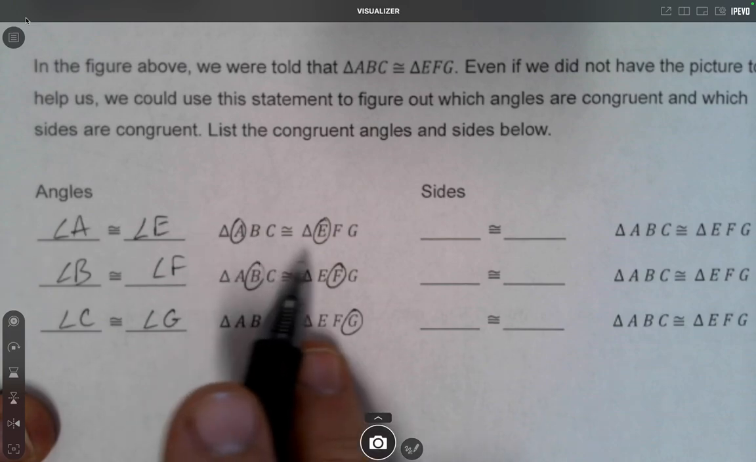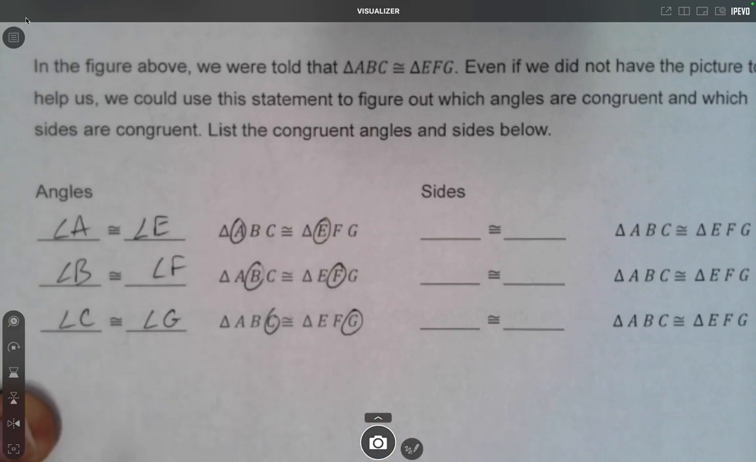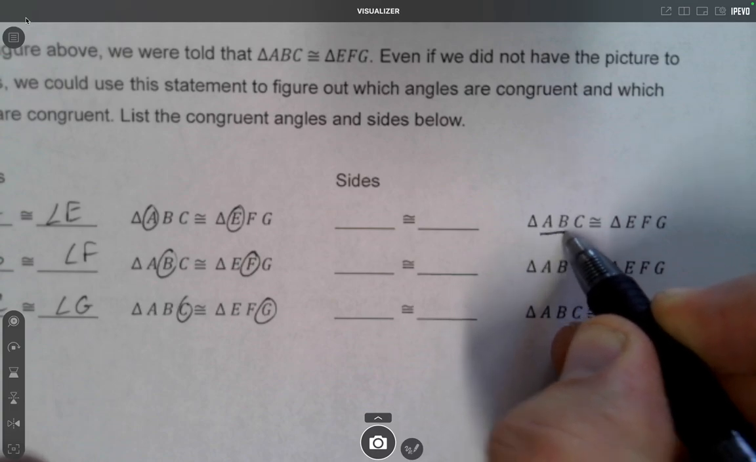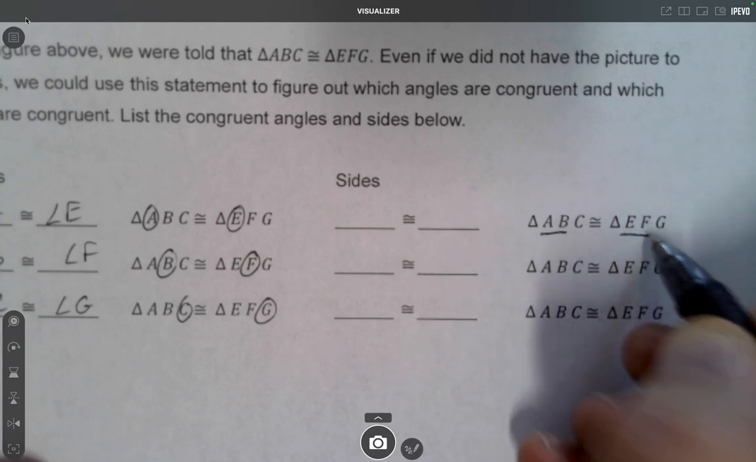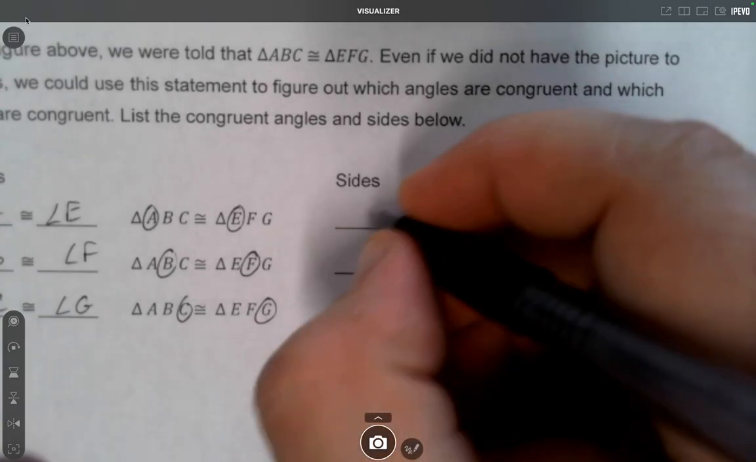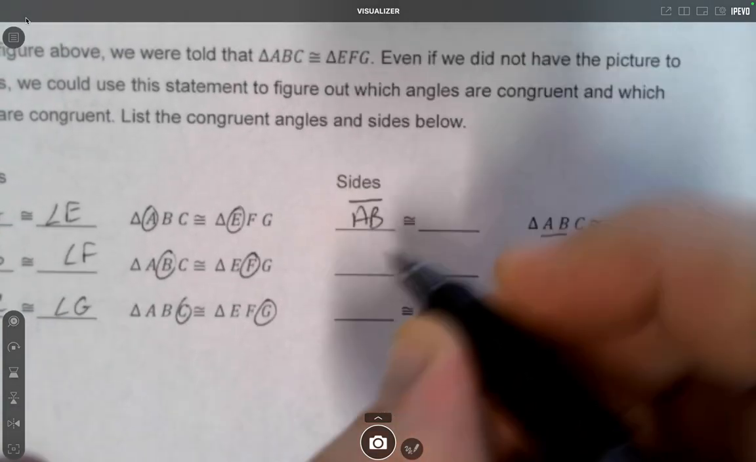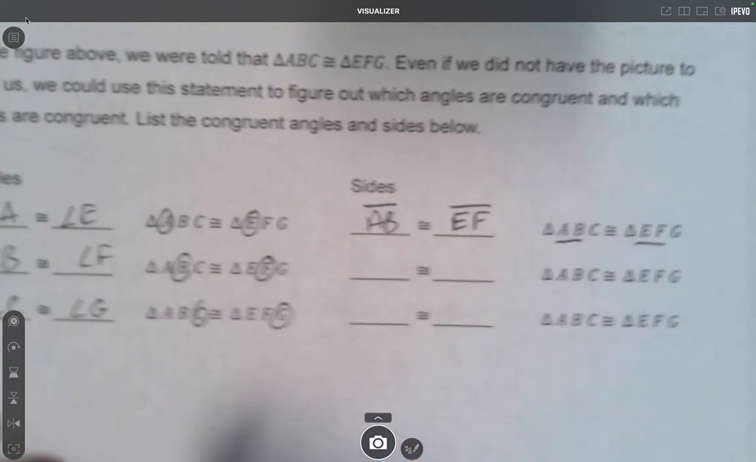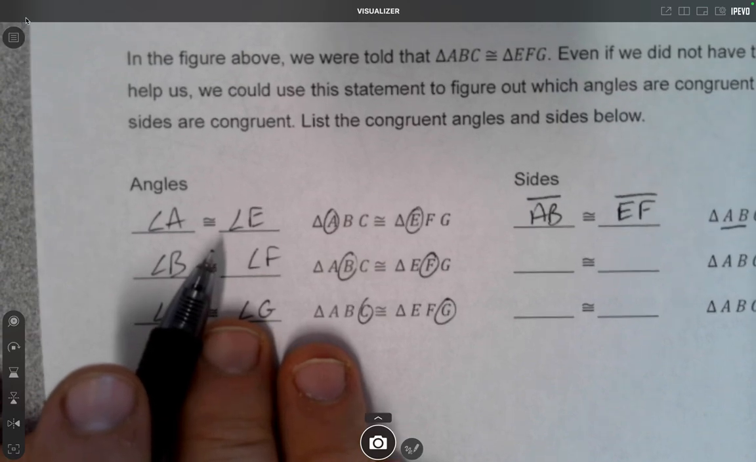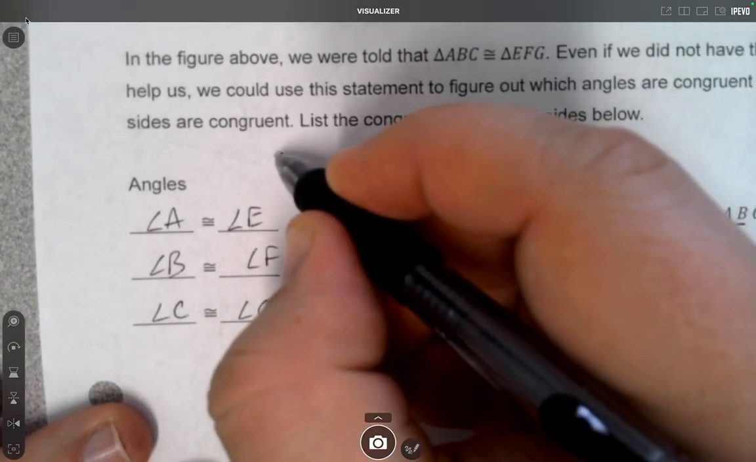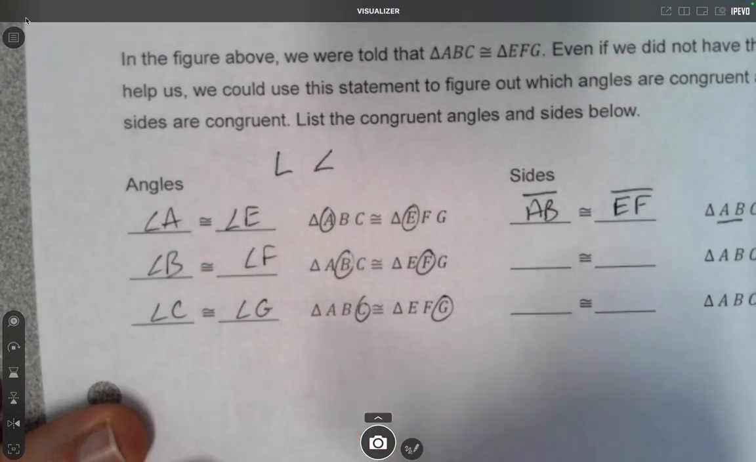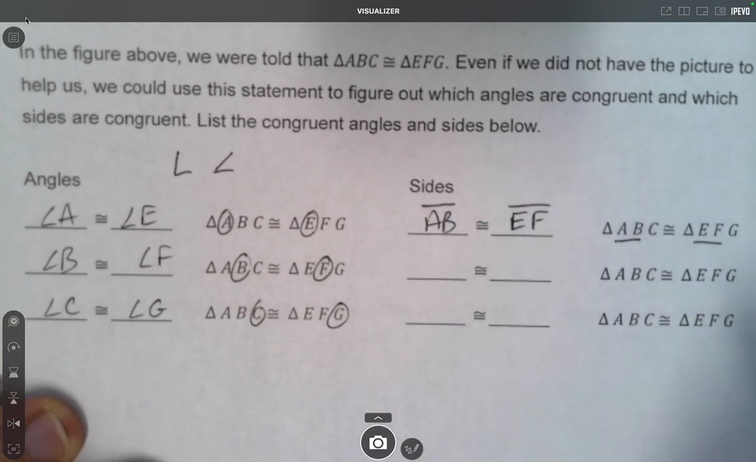So that's how, even just by looking at the way they named them when they stated that they're congruent, you could figure out which angles go with which. You can do the same thing with the sides. The first two letters in this one, AB, and the first two letters in this one, EF, those are congruent sides. AB, we put this line above it to show it's a side, EF. This almost looks like an uppercase L where the top line just bent over a little bit. That's how you write an angle sign. Then you put a line over top of it to name a side.